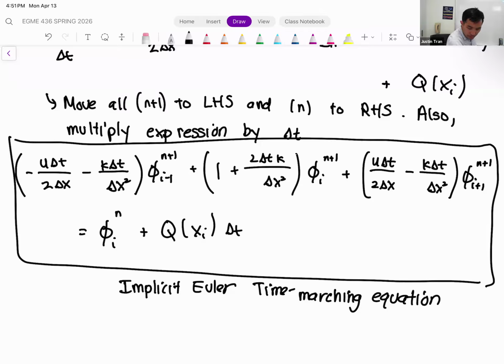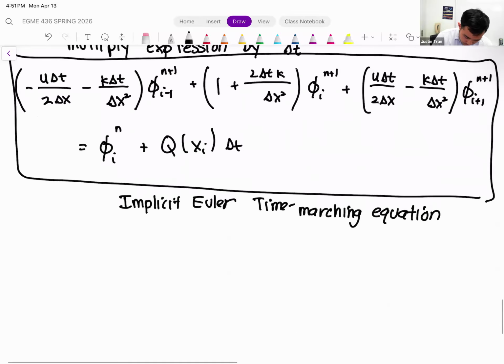Okay, good. Let's talk about the features of this expression before we jump into an example, and also discuss why we would want to use this over the explicit Euler. Because there's really no hiding it, this is a little more cumbersome to use, just because we don't have an explicit expression for phi i at n plus 1. Now that we have more n plus 1 terms, we can't explicitly solve for a particular value of phi i at n plus 1.